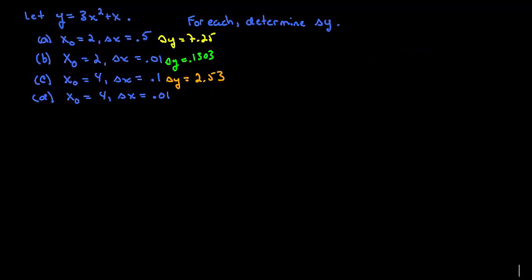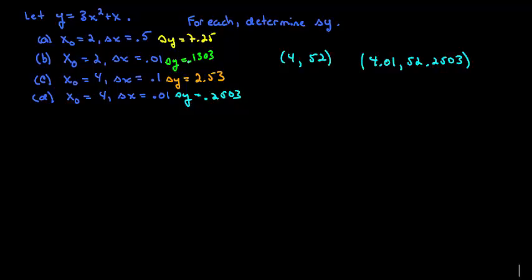Okay, and lastly, down here our change in our y, again if we plug in 4, we end up getting 52. And our change in our x is 0.01, so we'll plug in 4.01. And now we'll see what we get out here. I'm just going to type it into the calculator. I'm getting 52.2503. And so your change in your y value is 0.2503.